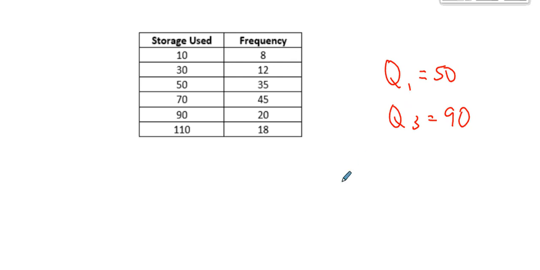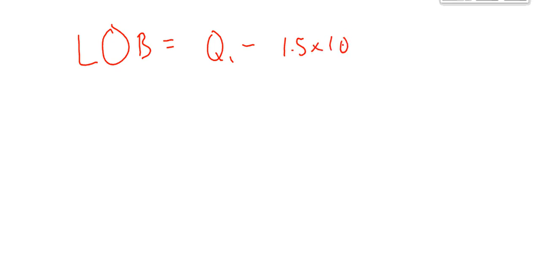Okay, so now I can find the interquartile range, which is found by just subtracting Q3 minus Q1. So the interquartile range is 40. So the middle 50% of the data only has a spread of 40. Now we need the interquartile range to do the outlier stuff. So we know that the formula for the lower outlier boundary is Q1 minus 1.5 times the interquartile range.